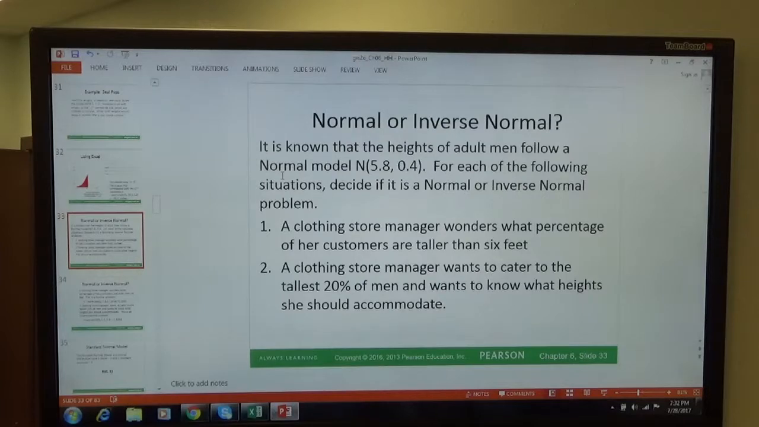Second part, be very careful. She wants to cater to the tallest 20% of men. So what's the cutoff? Tallest 20%. So if we use Excel, even if you use my worksheet, what percentage should we put there? Tallest 20%. Well, maybe I have to draw this. We put in 80%? Yes.